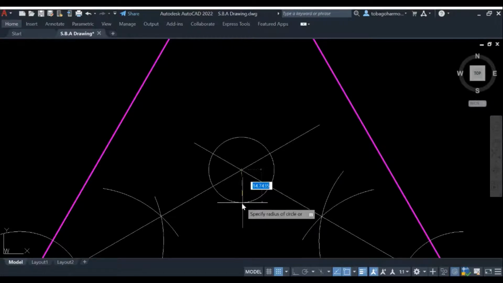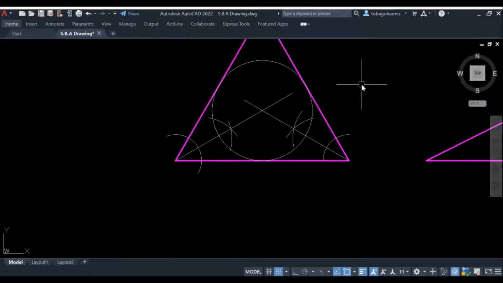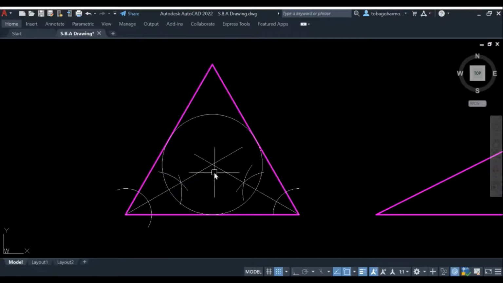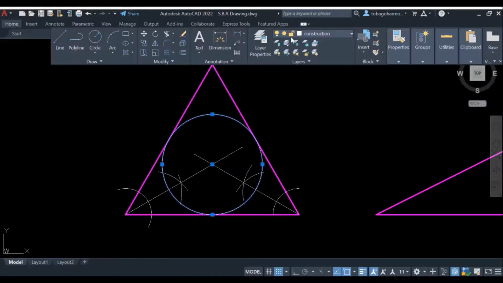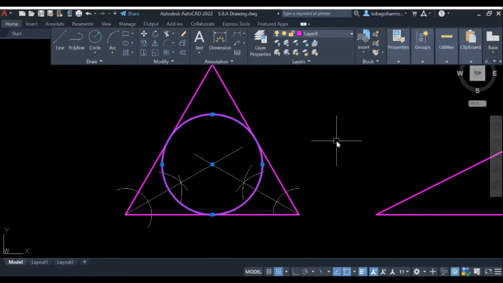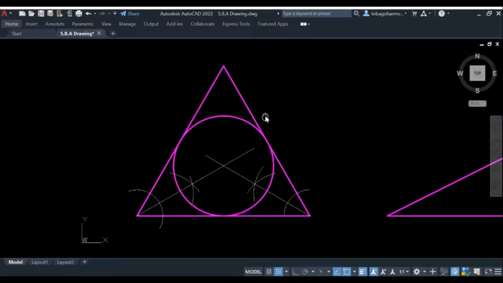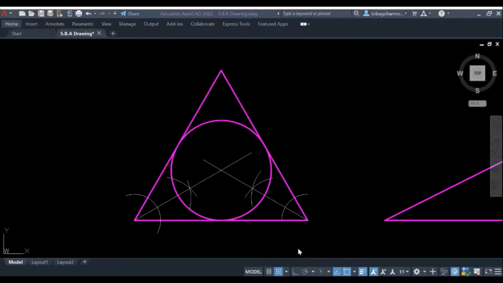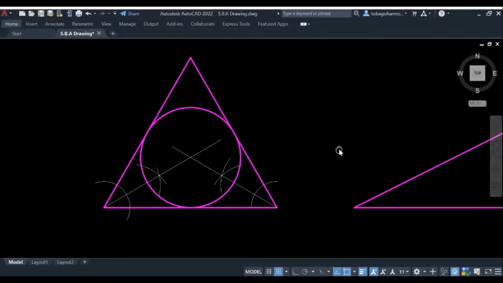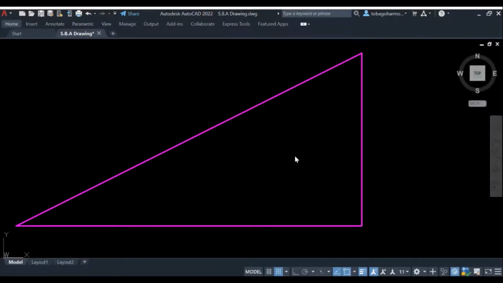And now we enter the circle command. I just established the radius, a perpendicular radius in this case, down to the baseline. And there we have our inscribed circle. To make it more visible, I'm just going to change the layer, and there you have it. This is our inscribed circle. Now this is an equilateral triangle, so all the sides and angles are the same. So let's do it on a right angled or a 90-degree triangle.